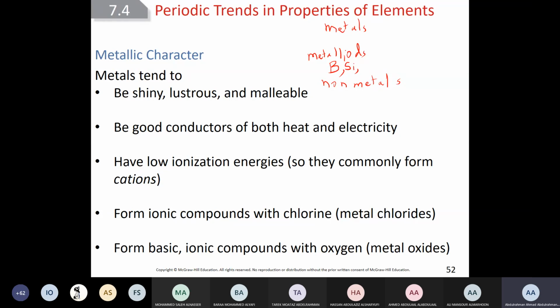Anyway, what are the properties of metals? They can transfer electrical energy. Metals are shiny. When you look at any metal, you'll find that the sun can be reflected. It's lustrous, and malleable. Malleable means you can make it into a sheet.